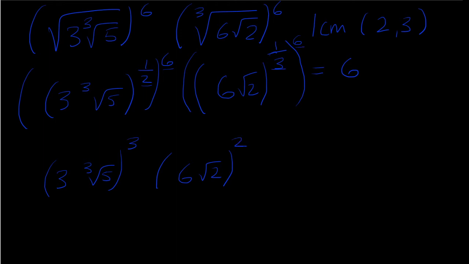I'm going to distribute out the cube to 3 and cube root of 5. So 3 cubed is 27. The cube root and the cube are going to cancel, so 5 is going to be by itself. And then we're going to distribute the square here, so 6 squared and root 2 squared. 6 squared is 36. Root 2 squared is 2.